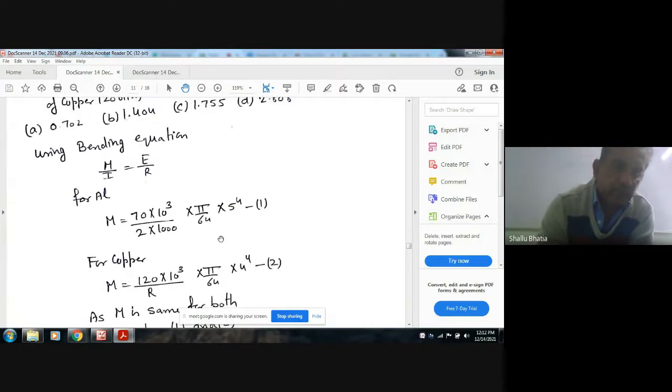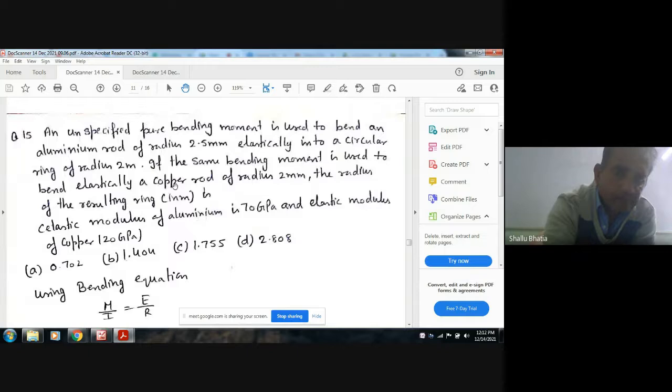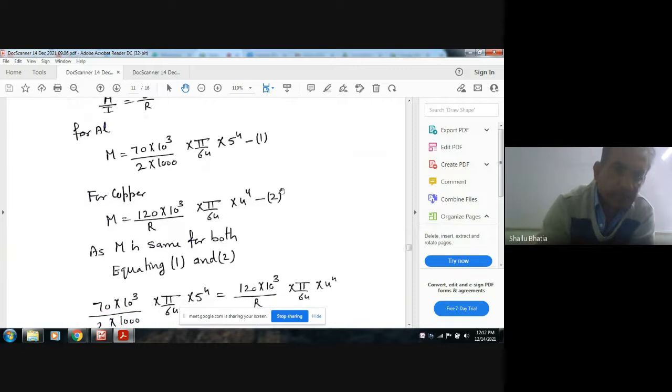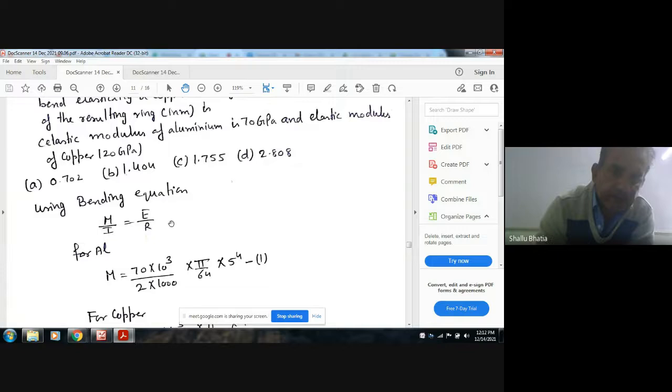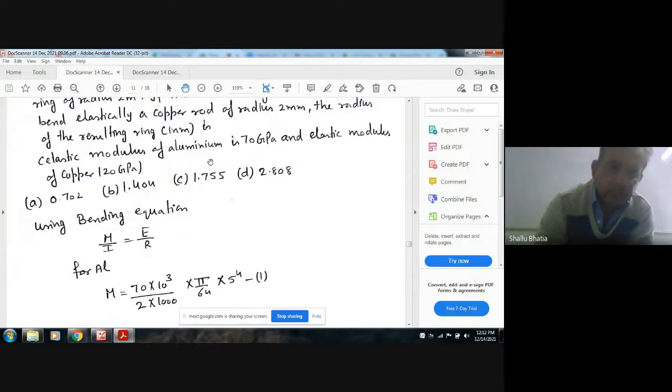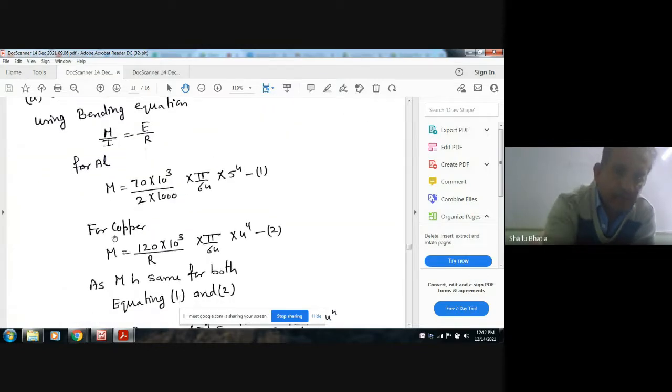Similarly, for copper, the radius is 2 mm and so the diameter is 4 mm. And it is given that the same bending moment is applied in both cases. So let it be M.